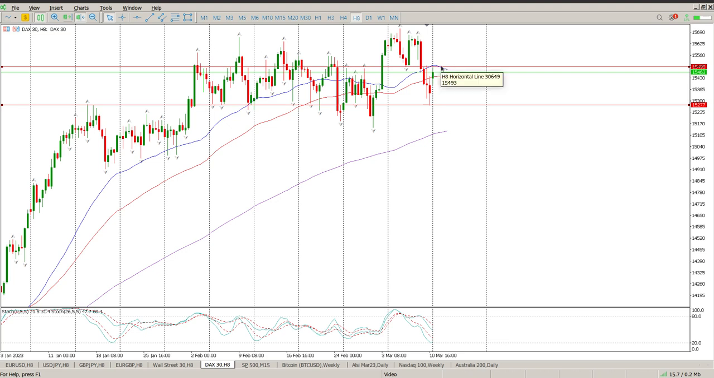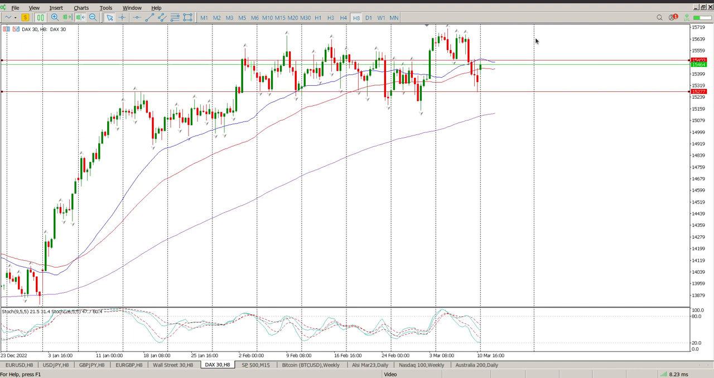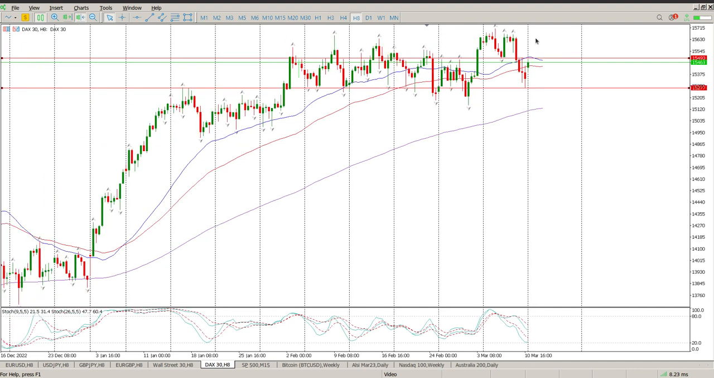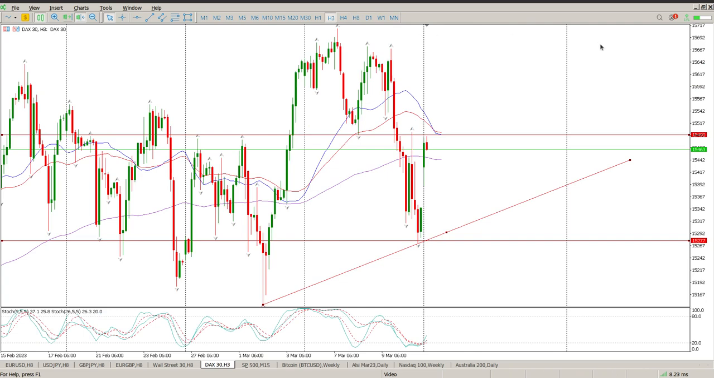That's 15,493. Need to get above that, start building a base above it, and then you have an opportunity to look at this to the upside. I'm going to draw, although it's not really defined just yet, this trend line that is starting could be fairly interesting moving forward.